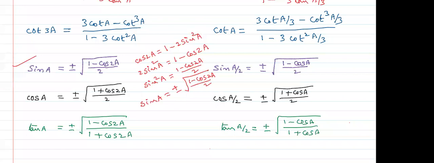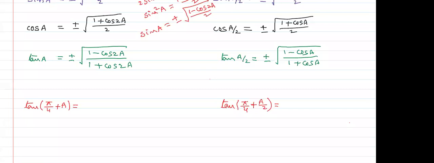Similarly, derive the cos a formula. Then how do we get tan a? Tan a means sin a by cos a only. So you will get the tan a formula, that is plus or minus under root 1 minus cos 2a by 1 plus cos 2a.